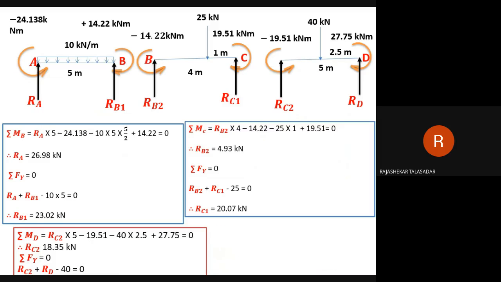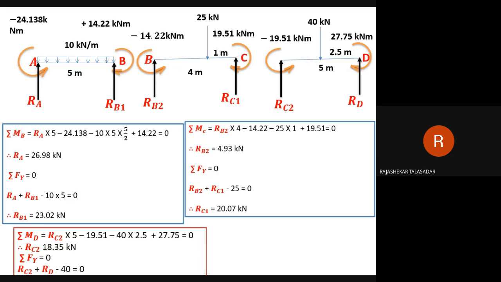Next, the shear force diagram. Now we have done it for 2 spans, and it will be the same for another span. Same thing you have to continue. Mark the end moments, mark the loading, and calculate the reactions by writing equations of equilibrium. For example, if you write sigma MB equals 0, it is Ra into 5 clockwise, this is anti-clockwise minus 24.138, this 10 kilowatt also makes anti-clockwise 10 into 5 into 5 by 2, and this end moment is plus 14.22 equals 0.